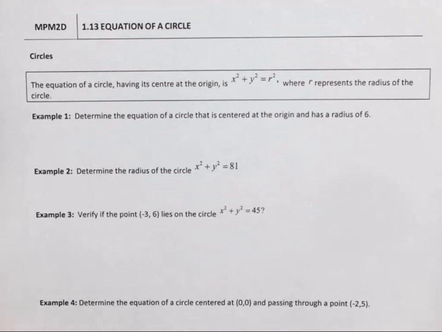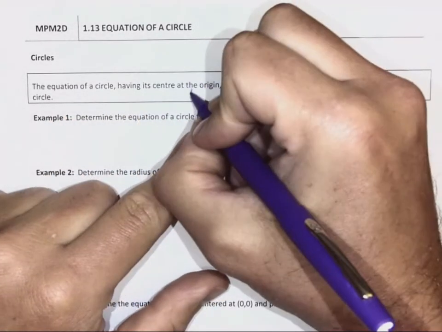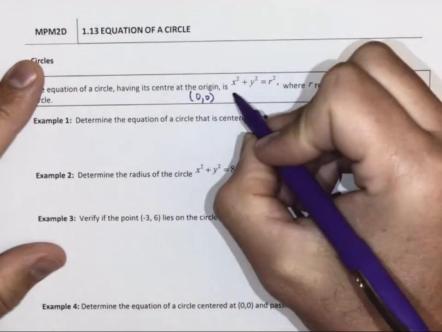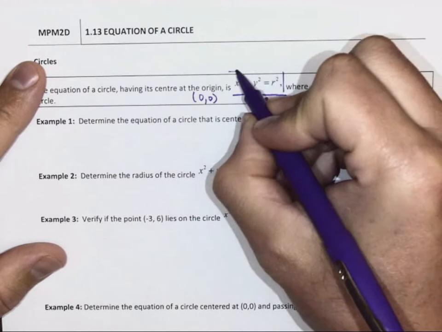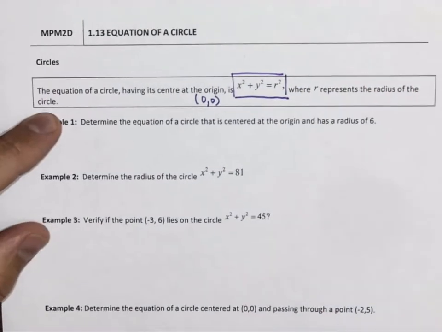Okay. Last one of the unit, equation of a circle. Equation of a circle, which has its center at the origin. Remember the origin, 0, 0 on the Cartesian plane, is x squared plus y squared equals r squared, where r represents the radius of the circle.